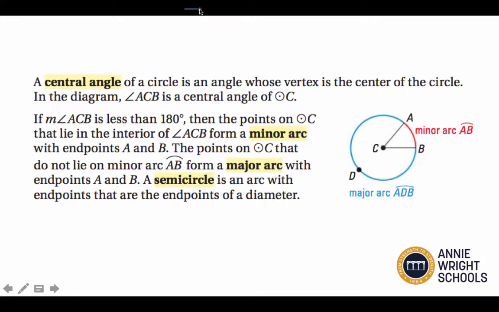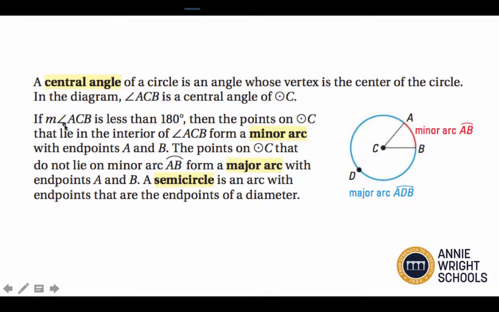All right, guys, I'm going to make this super quick, geometry students. So here we go. A couple theorems and some definitions. Central angle of a circle is an angle whose vertex is the center of the circle. Makes sense, right? So angle ACB is a central angle of circle with center C.